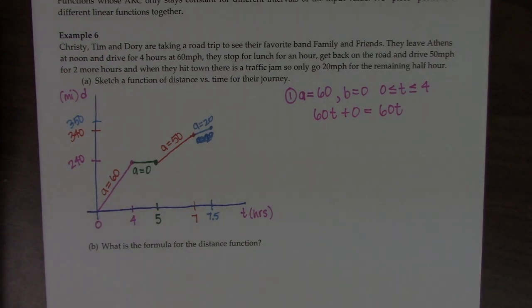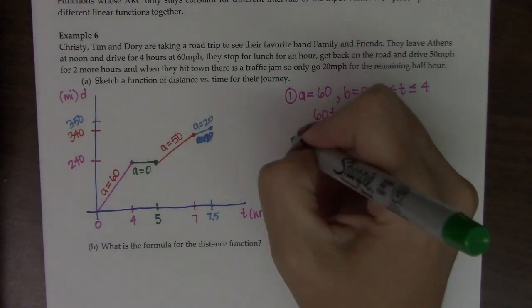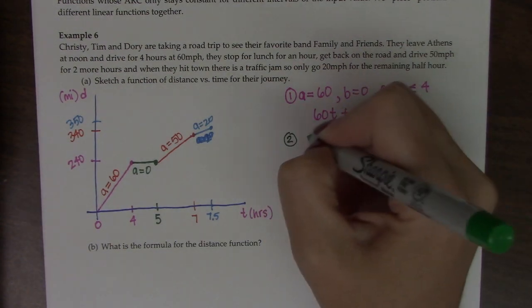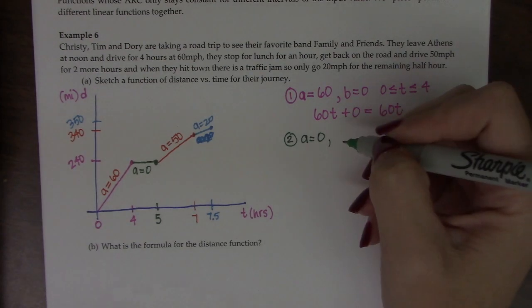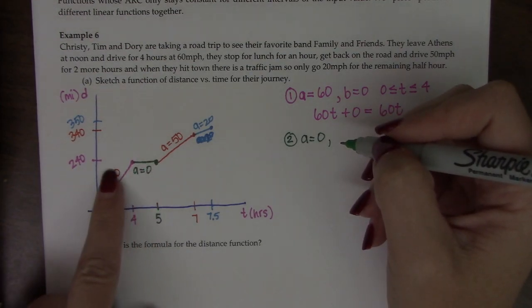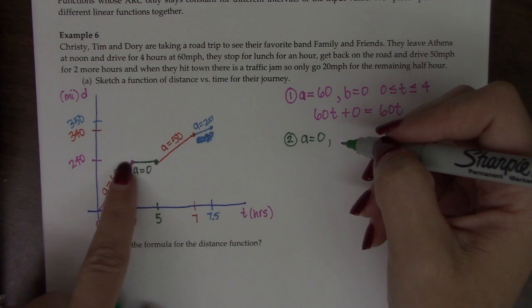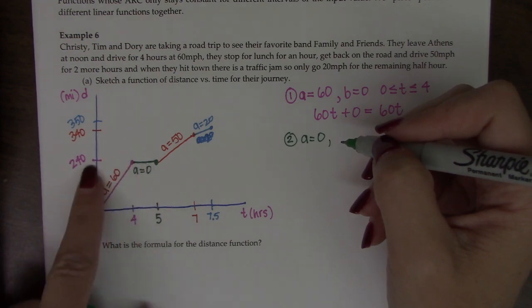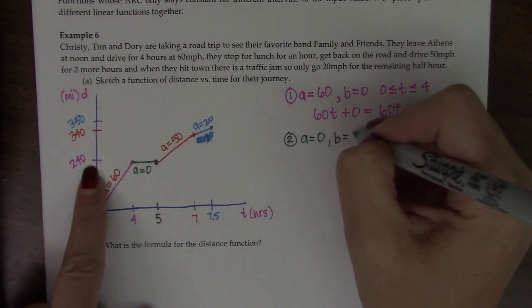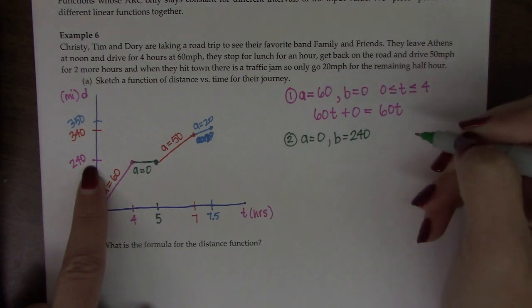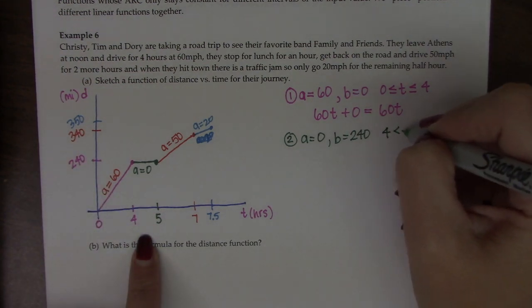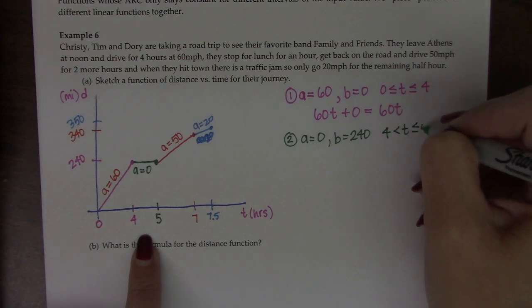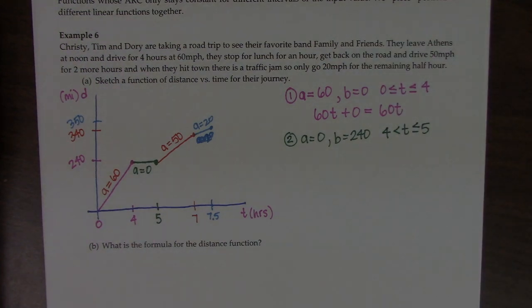The second line has a slope of 0, and we can see that its intercept is 240. So if I were to extend this line out, we can see it's just going to cross at 240. So B is 240, and this line is only used from 4 to 5. It was only true for an hour. So this is something we want to keep in mind.